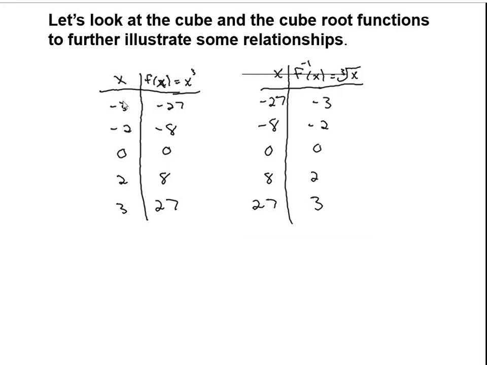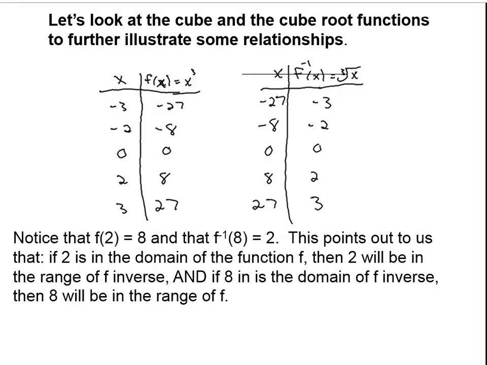So we can see kind of what we saw on that prior slide. If this is the x and this is the y, when I flip them around, this is now the x, this is now the y, I'm creating the inverse function. And we know that the cube and the cube root are inverses. They undo each other. The cube does something, and the cube root comes back and undoes that.